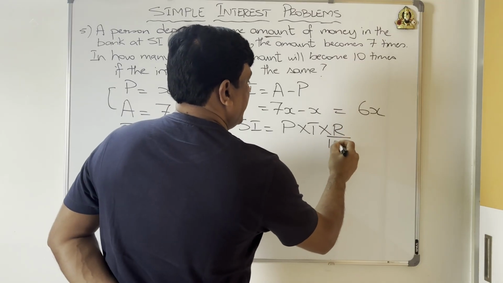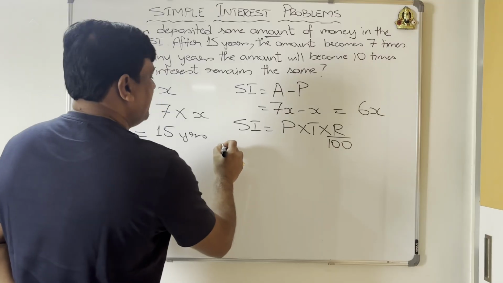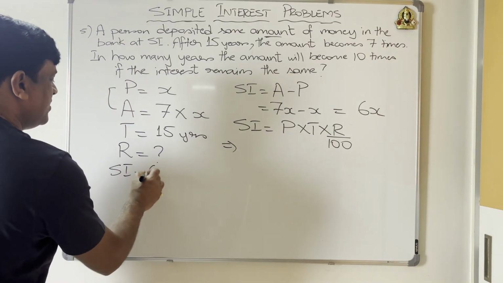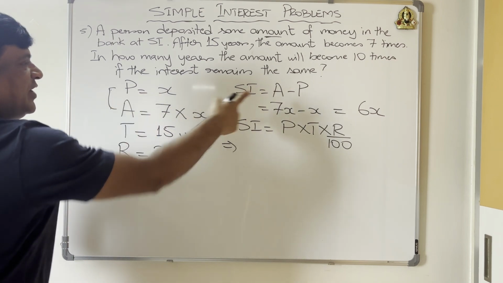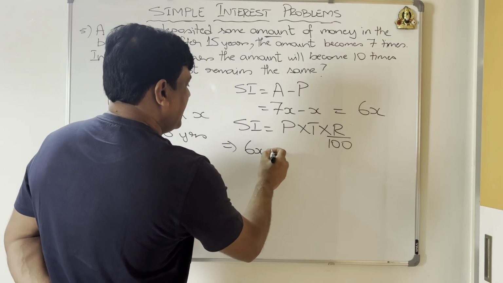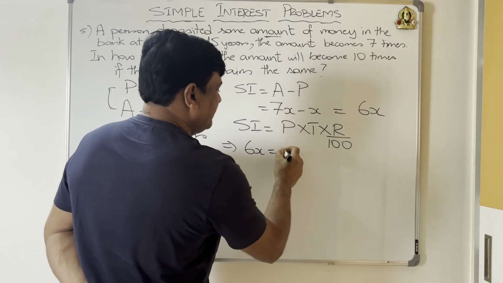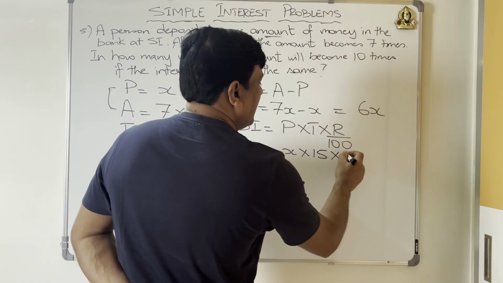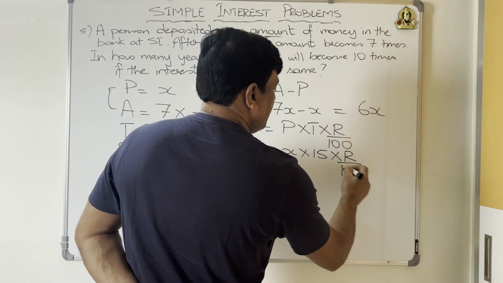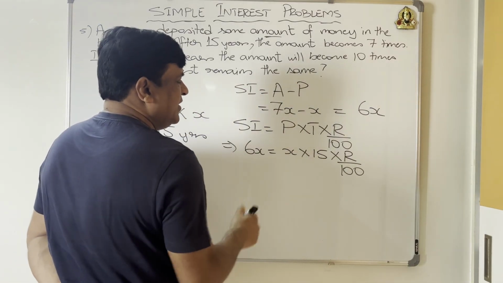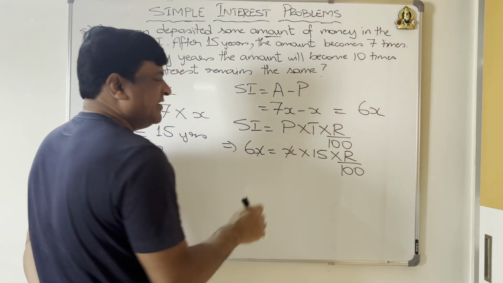by 100. So we have all the values, let's plug it in. We have got that SI is equal to 6x from these two. We have calculated and we got it. So I'm going to plug the values. SI is 6x is equal to your P is x into your time is 15, and we need to find the rate. We don't know the rate, we need to find the rate. Okay, look at it. On both sides in the numerator you have an x that gets cancelled out.